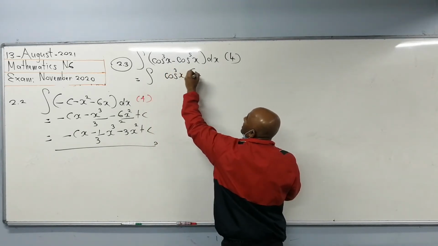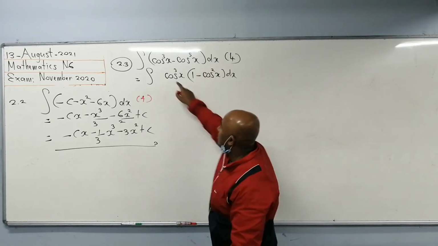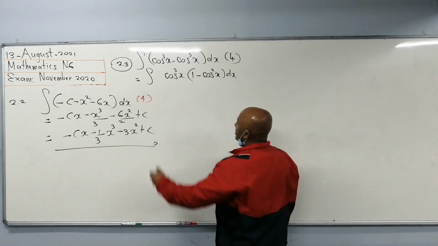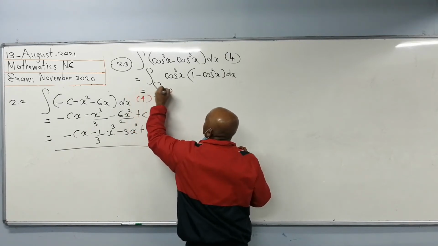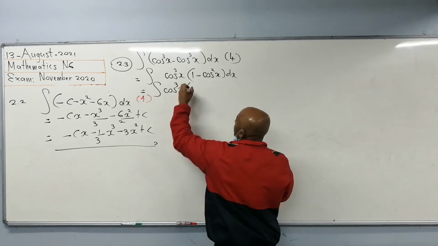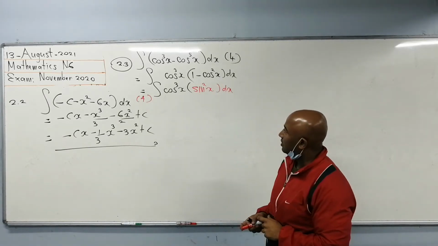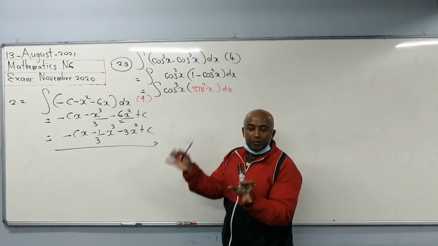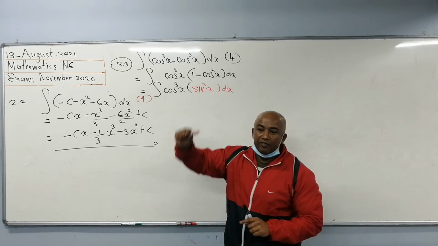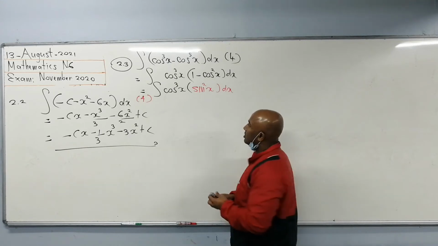So I'm left with 1 minus cos squared now. Can you see that? Cos to the power 3 times 1 is cos to the power 3. Cos to the power 3 times cos squared is cos to the power 5. So that's going to be cos to the power 3, and 1 minus cos squared is sine squared. Now we have products of sine times cos, so we look for the odd power. If we have an odd power, we split the odd power. Okay, so what do I mean?